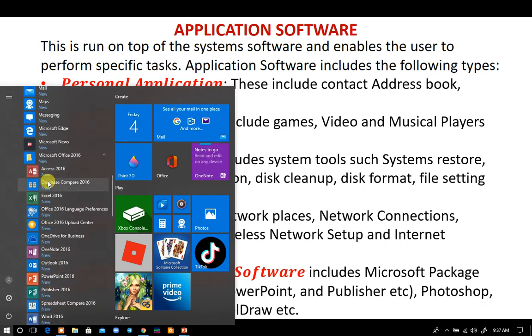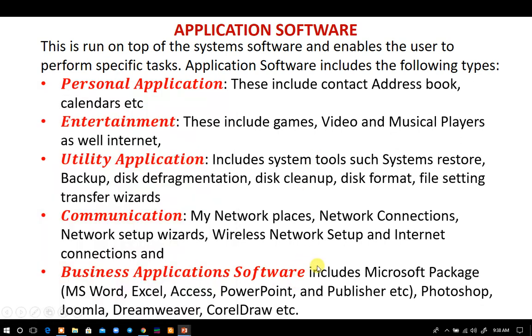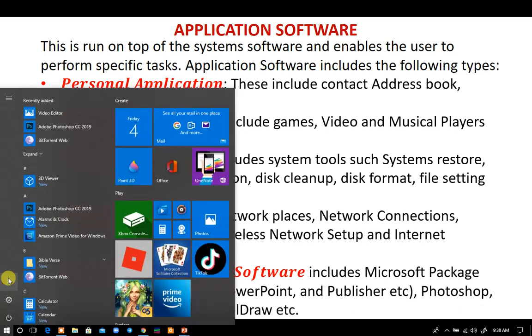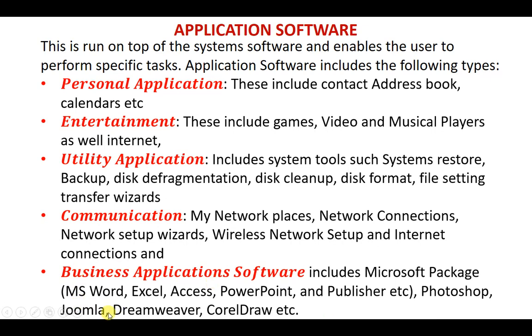You have Access, Database Compare 2016, Office. You have Excel there. You have OneNote, Outlook, PowerPoint, Publisher, and Spreadsheet. So you have all those, even Word is there. You have all those applications on your computer. So you have also Photoshop. Photoshop, you can also install it, and I have one here which is 2019. I also have 2022, but have not just installed it on my laptop. Alright, so these are some of the application softwares.